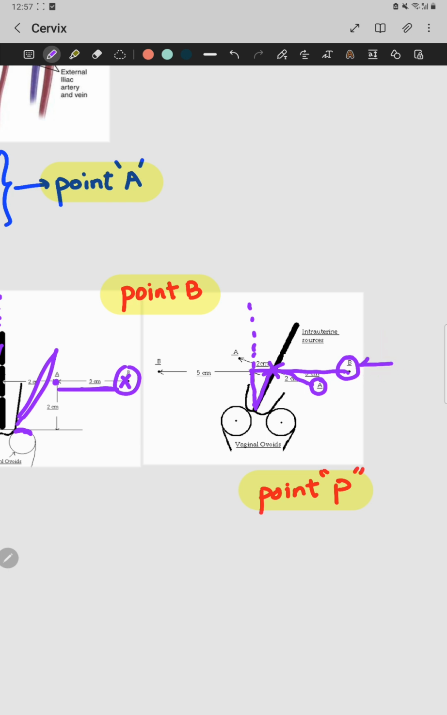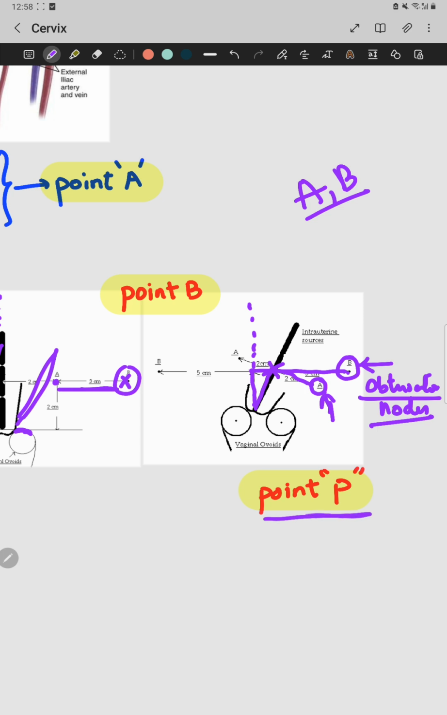Now what does point B represent? Point A, we said, represents the paracervical triangle, and that is also the limitation point. Now what is point B? Point B represents the obturator nodes. There are only point A and point B which are important, but there are also some other points which are mentioned in the books.